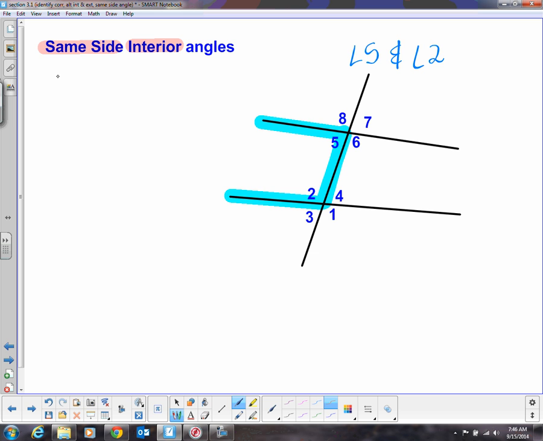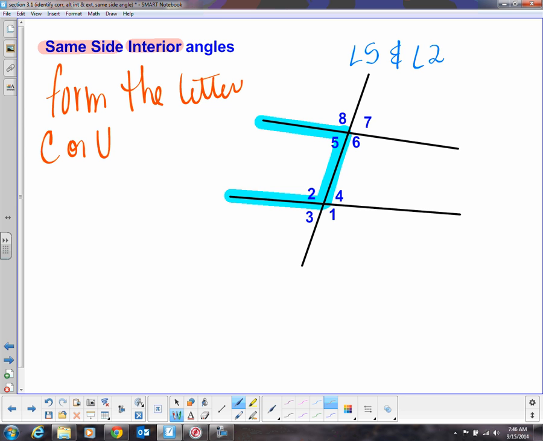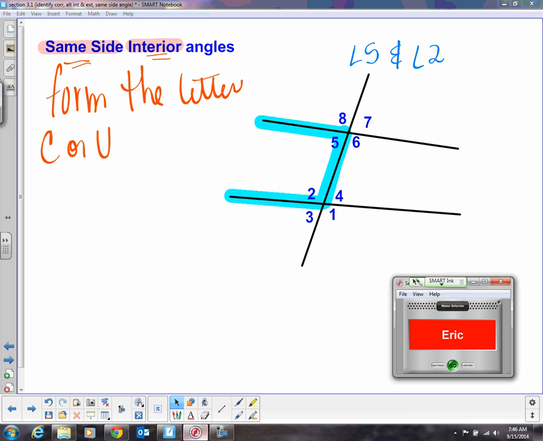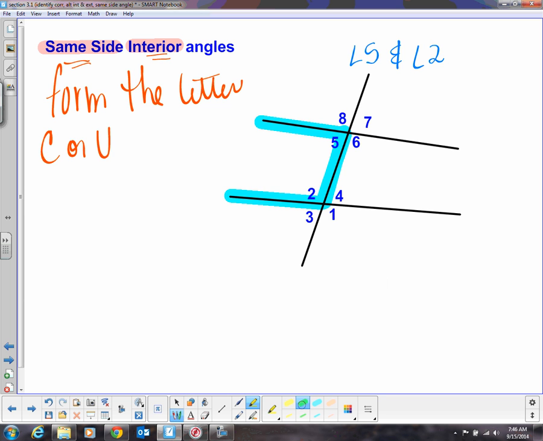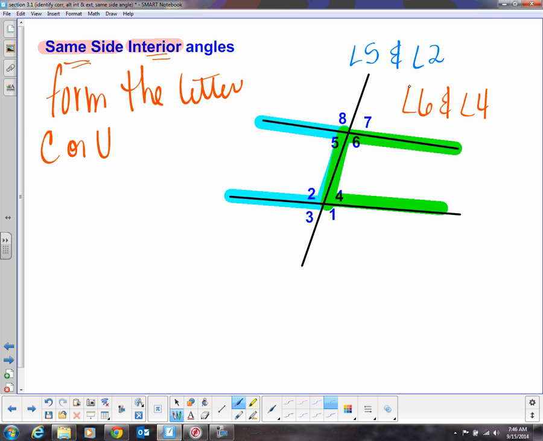Okay, so same side interior angles form the letter C. Did anybody else see another letter? Or U, whatever, however you want to see it. Okay? They must be on the same side of the transversal, but interior means inside the parallel lines. There is only one other pair. Jennifer? Exactly. So if I were to trace 6 and I were to trace 4, then we are going to have the other pair, which is angle 6 and angle 4. Those are same side interior.